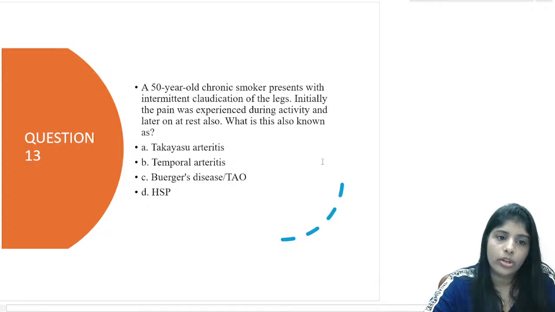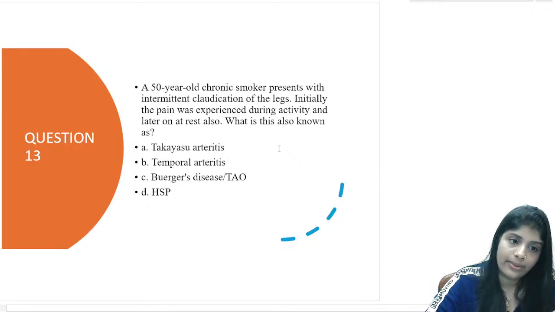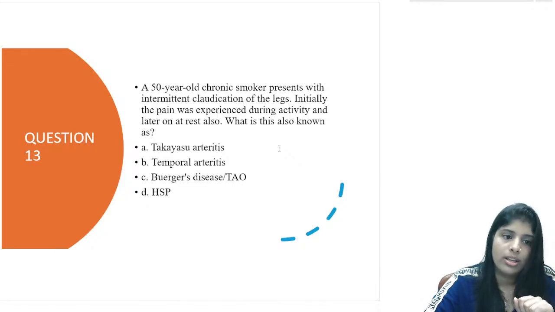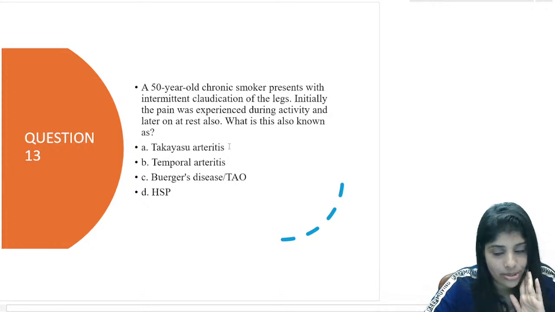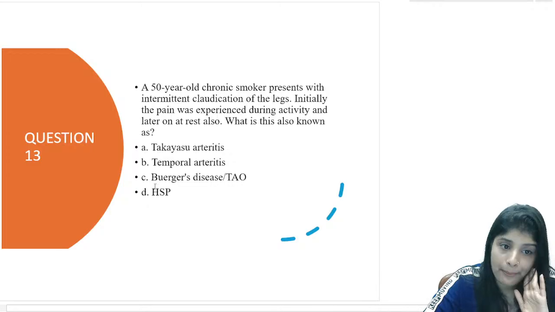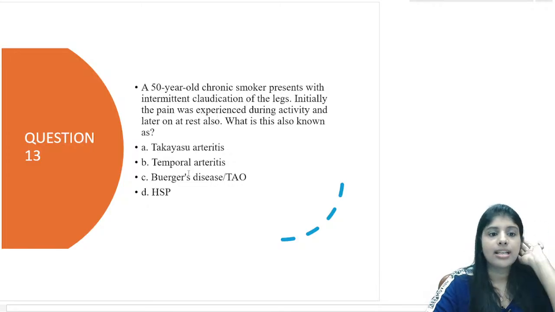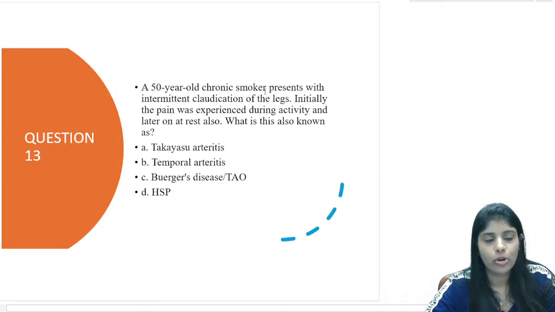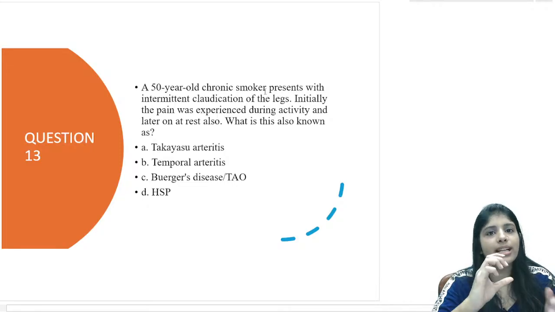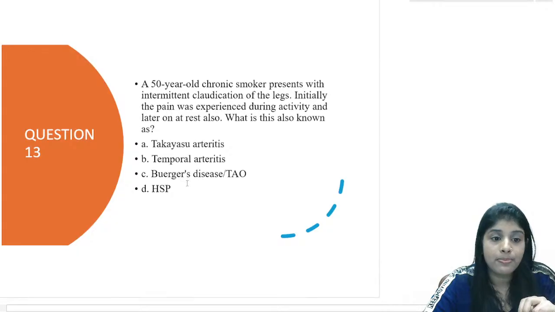A 50-year-old chronic smoker presents with intermittent claudication of the legs. Initially, the pain was experienced during activity and later on at rest also. So we have already discussed Takayasu arteritis. It was related to the king aorta. Temporal arteritis, we have already discussed, that is the giant cell arteritis. And Buerger's disease. See the question? Chronic smoker. When there's a chronic smoker, then it is the burger and the smoker, right? Yeah, so the answer is Buerger's disease.